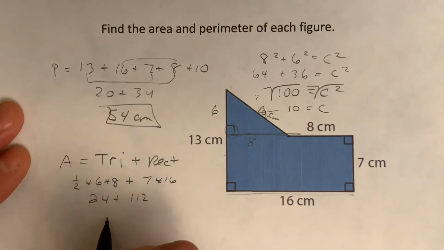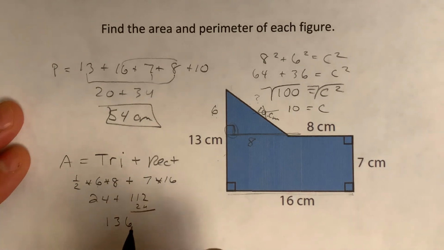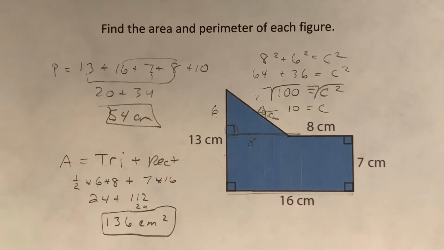So I get 136 when I add those together. So 136 centimeters squared. All right, catch the next one, and I'll do a very similar problem.